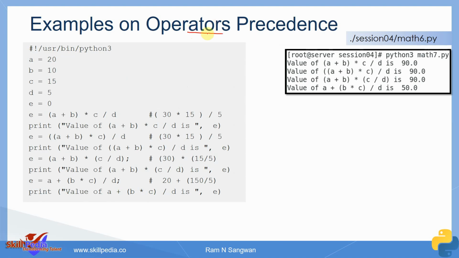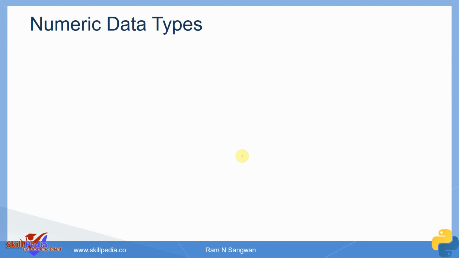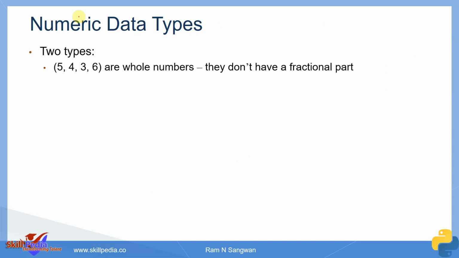This is operator precedence, that is, which one will be solved first. The formula of mathematics, pure mathematics, where we talk about in what order the elements are processed. Now the numeric data type. There are two types of numbers in Python. Like if we say 5, 4, 3 and 6, these are all whole numbers. They don't have a fractional part.